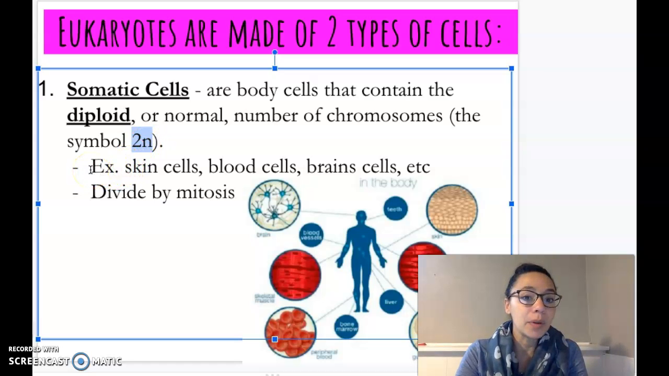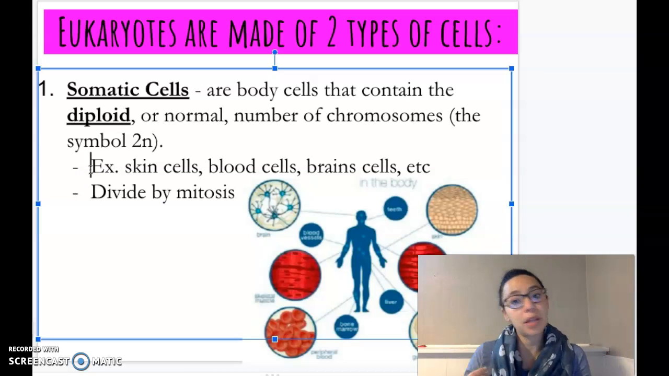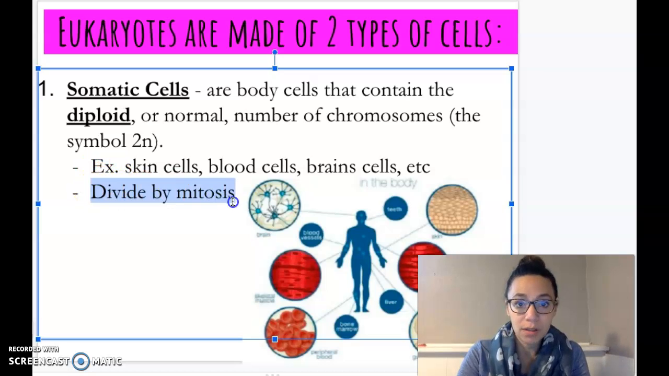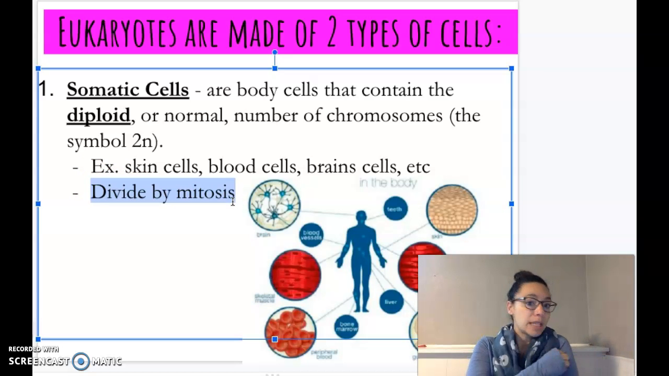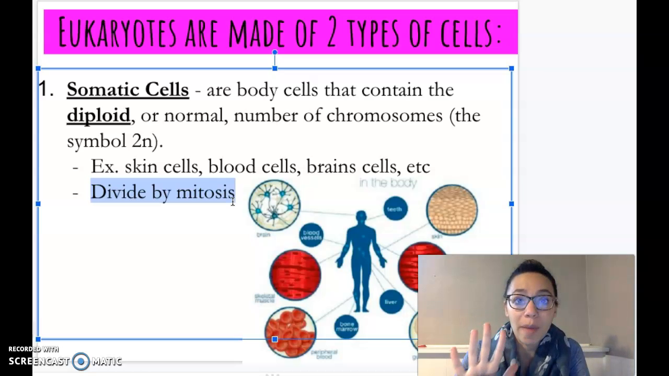So some examples of somatic cells are basically any cell that's not a sperm or an egg. Skin cells, blood cells, brain cells, liver cells, muscle cells, bone cells, all of those other types of cells. And these divide by mitosis, which we've already learned about, right? So when a skin cell divides, it makes a copy of itself, like a clone that's genetically identical to the original cell. Those are somatic cells, body cells.